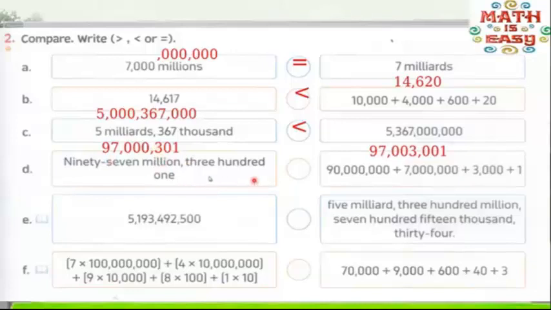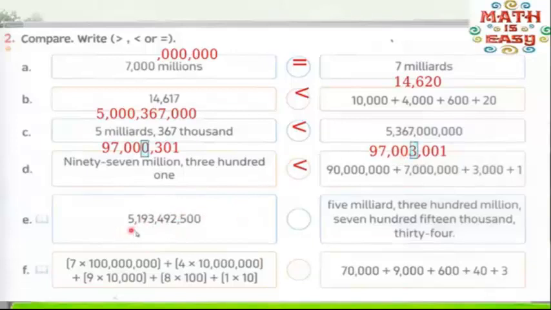301. Make comparing now. 97 and here 97. 0, 0, 0. But here we have in hundreds 3. 0 less than 3. 0, 0 in thousands less than 3 in thousands. So first number less than second number.